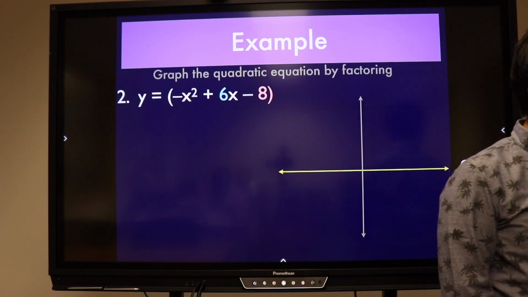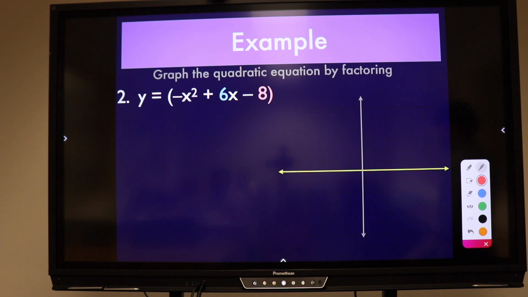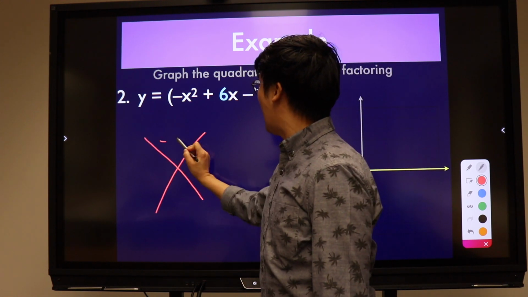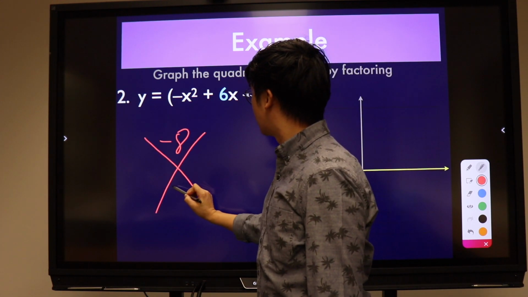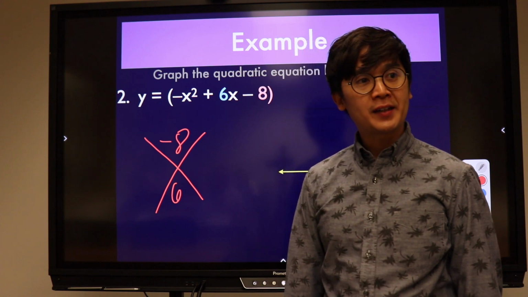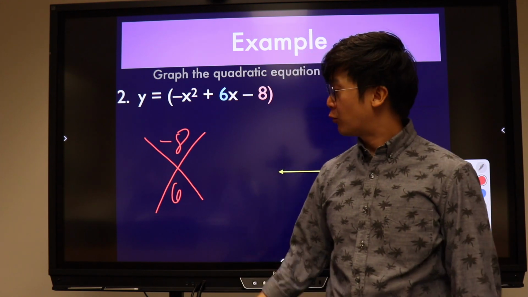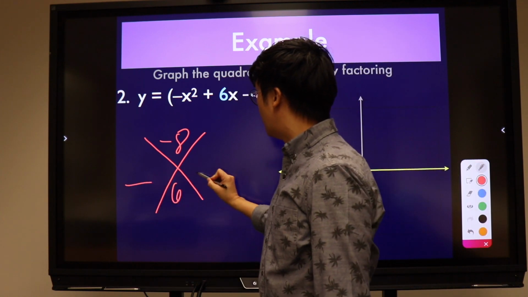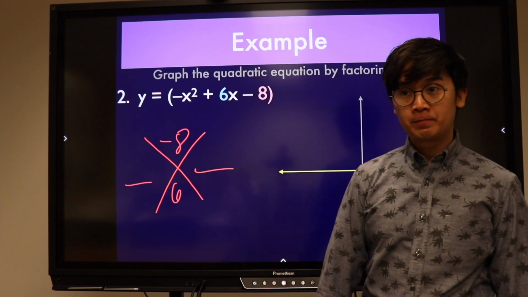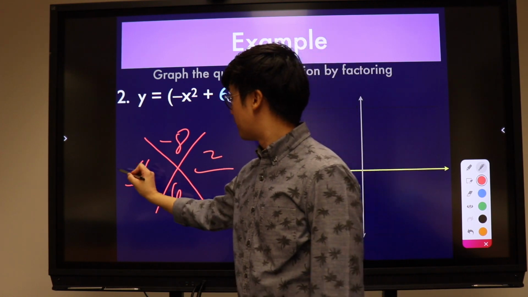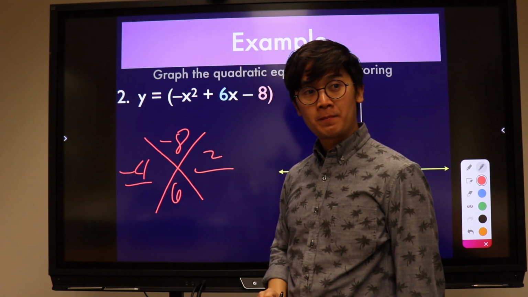How about this? If we're going to solve for this one, last term is negative 8. We have positive 6. Can you think of a factor or factors of negative 8 that when you add them up will equal 6? 4 and 2? Negative. Negative?